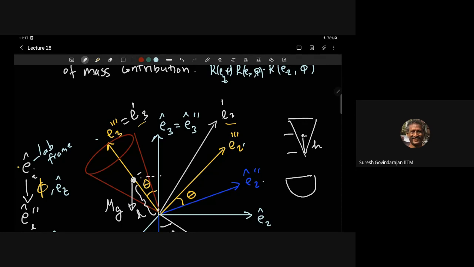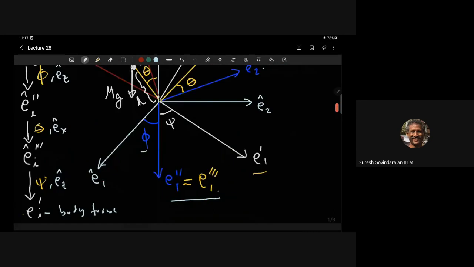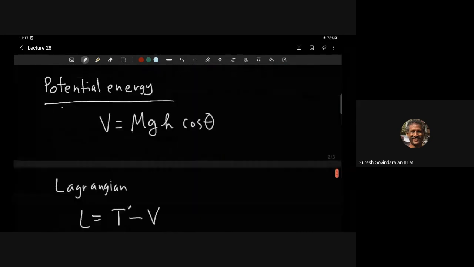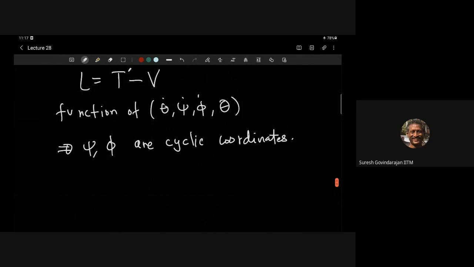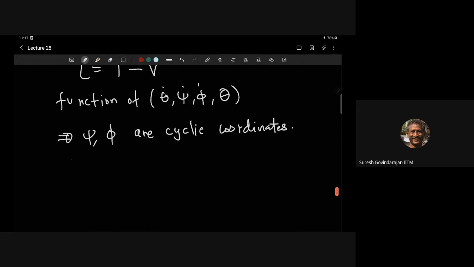Any shape, anything which you take as a surface of revolution will work. I'm just using a cone as a symbol, not saying it's the actual shape. That's not relevant. So we get something very, very nice. We see that we get two constants of motion.